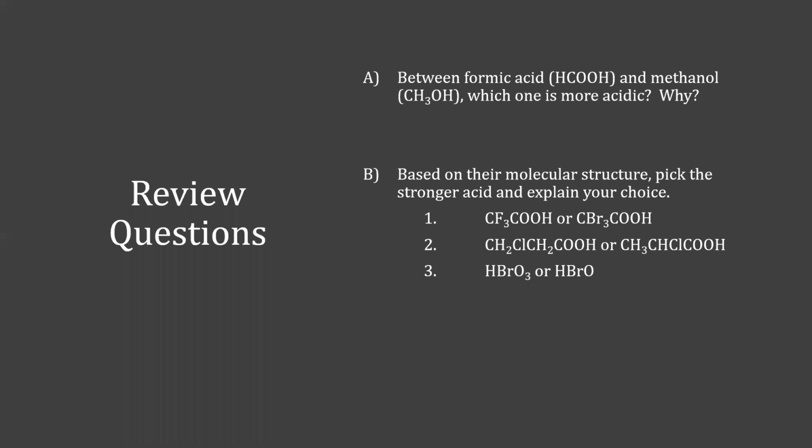To end this lecture, here are a couple of review exercises for you to try. A, between formic acid and methanol, which one is more acidic? Why? B, based on their molecular structure, pick the stronger acid and explain your choice.